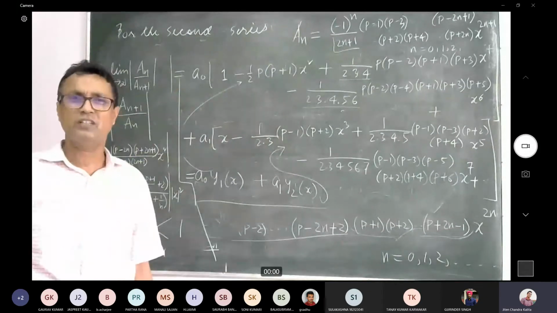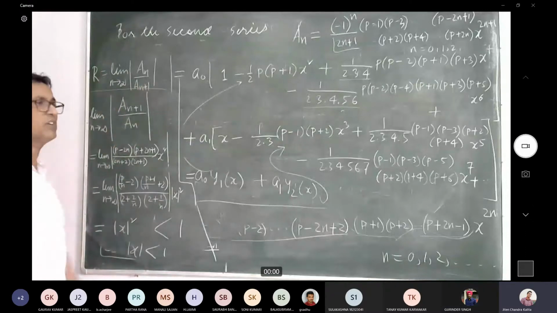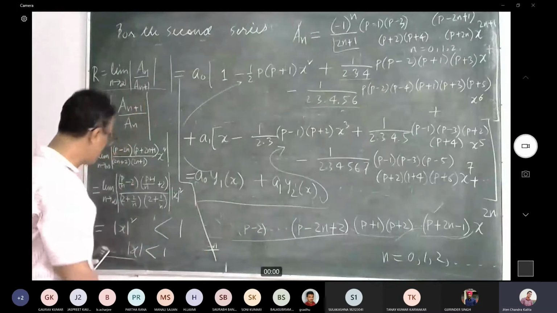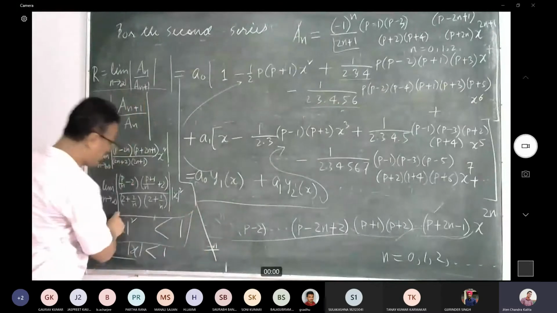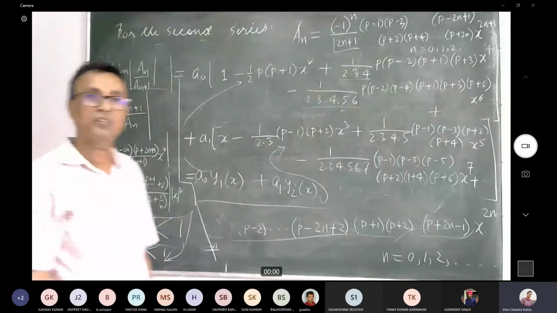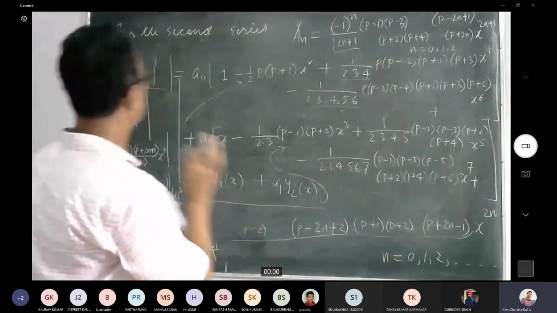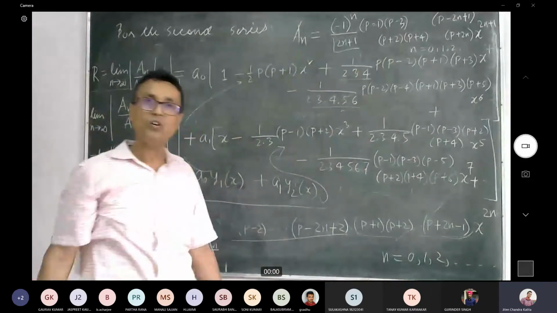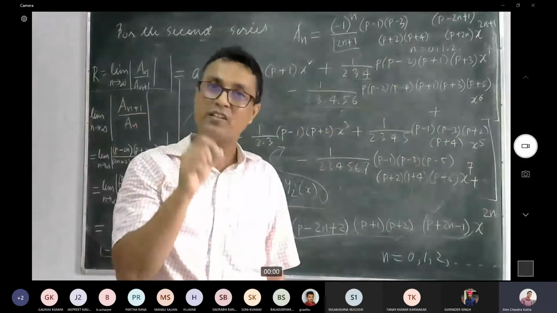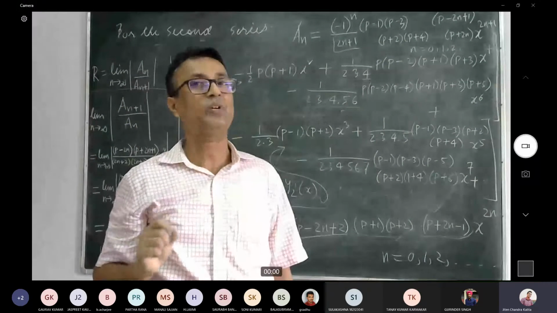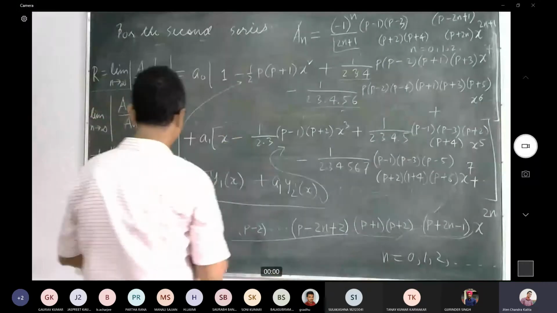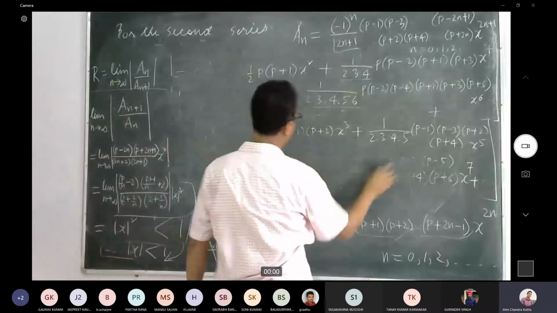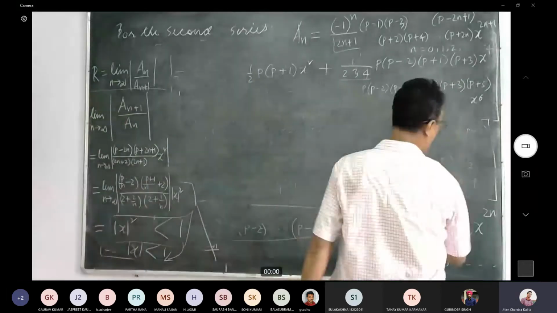Is it okay with everybody? Even you can use this formula also. Only there you have to claim that this happens, and only after that you get this. Okay, fine. So similarly for the second series also, you are going to end up with radius of convergence as 1. Okay, fine. So now this is fine. I have got the radius of convergence as 1.